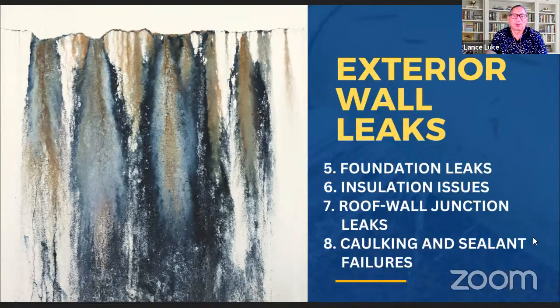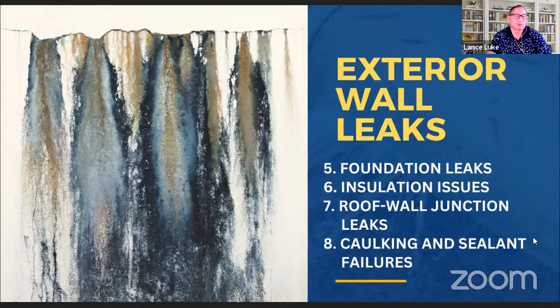So some more on exterior wall leaks: foundation leaks, as I mentioned, insulation issues, roof to wall connection or junction leaks. You might not see it because it's up on the top of your roof, but that's another area that could be problematic. And then caulking and sealant failures. Now, there's a lot of times where I've seen leaks and there's nothing wrong with the wall. The water had come in from failed caulking at the joint between the first floor and the second floor, or your roof and your wall, or anytime you have dissimilar materials, that's an area that could fail in the future. So that's the kind of things we look for.